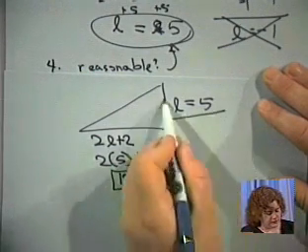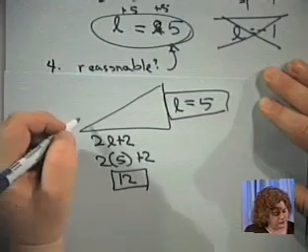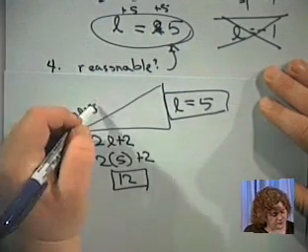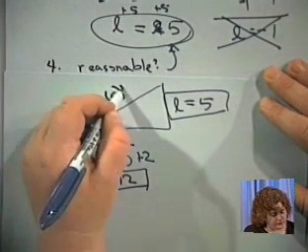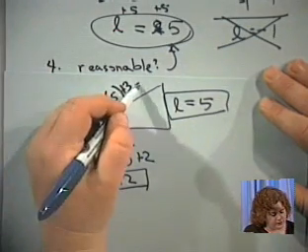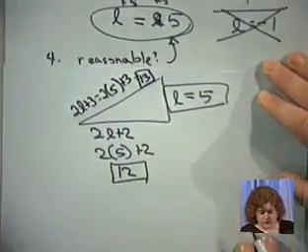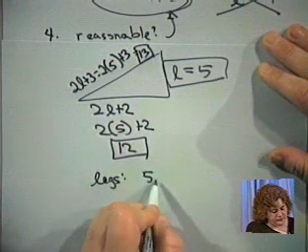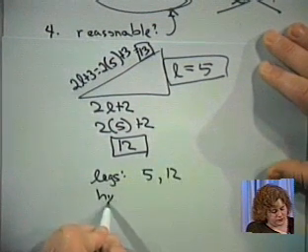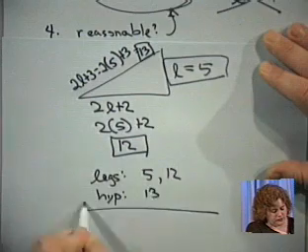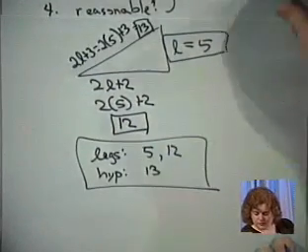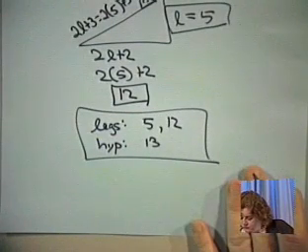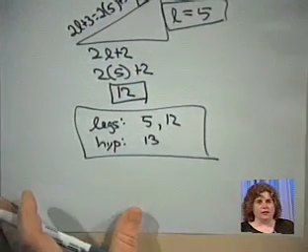So we have a length of 5 centimeters and a length of 12 centimeters. And the hypotenuse is 2L plus 3, which is 2 times 5 plus 3, and that is 13. And to write it in the list, legs are 5 and 12, and the hypotenuse is 13 centimeters. And that is the end of this example, and that is the end of this segment.